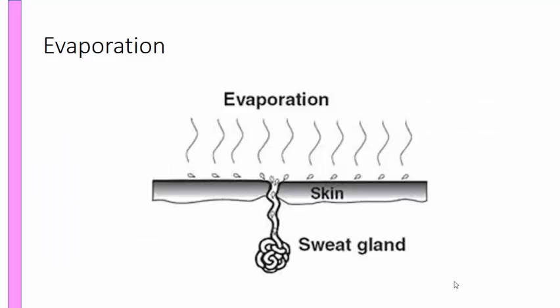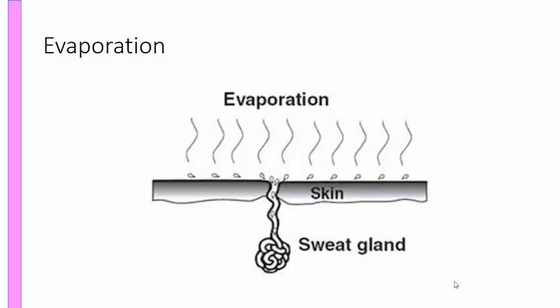The three heat loss processes we just talked about, radiation, conduction, and convection, all depend on a temperature gradient. So it all depends on heat moving from a higher to a lower temperature. However, evaporation does not depend on a temperature gradient.